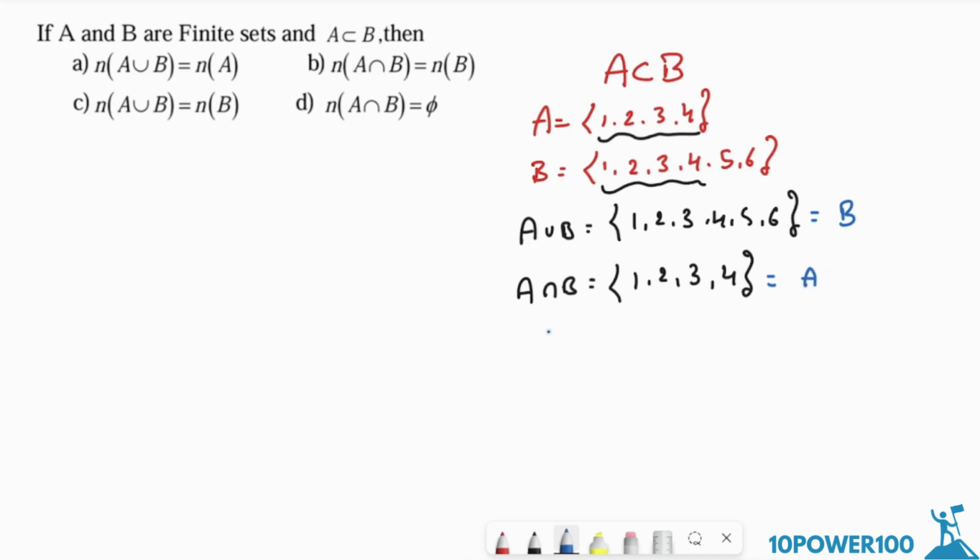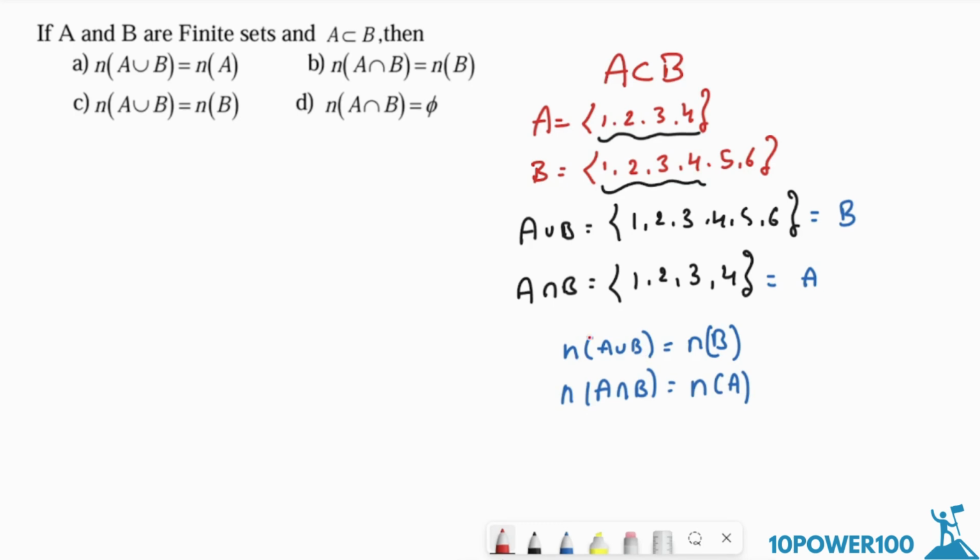Now they have given options based on A union B or A intersection B. Before answering, we'll solve this. Now they're talking about n, meaning the number of elements. So we'll just put n outside. So n of A union B is equal to n of B, and n of A intersection B is equal to n of A. Let's see, we have these 2 results in these 4 options.